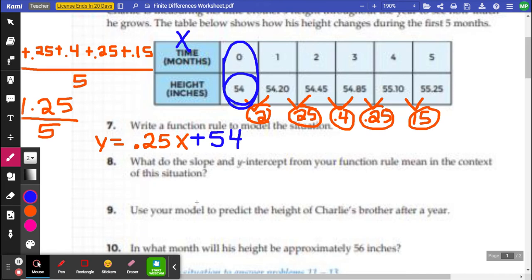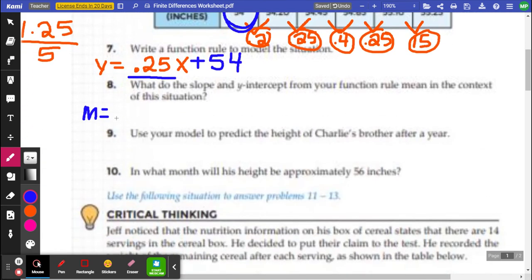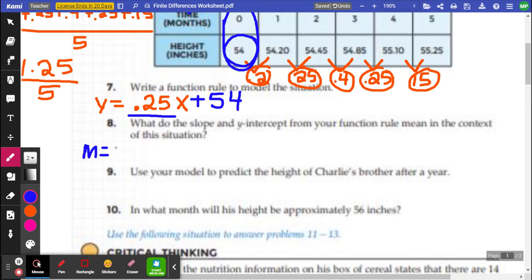Grows. So this 0.25 is your slope. That's how much what? Charlie is growing. Not Charlie, I guess his brother. Increase in height. You can put per month.